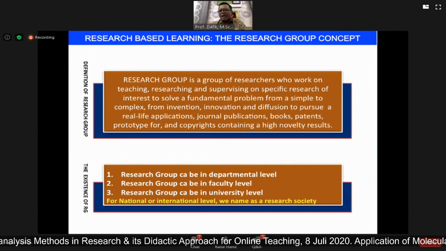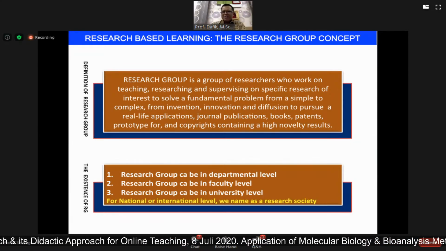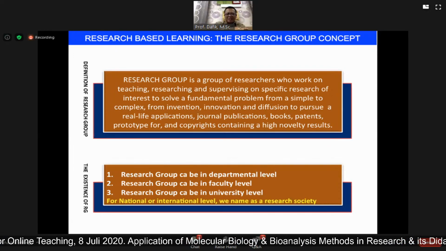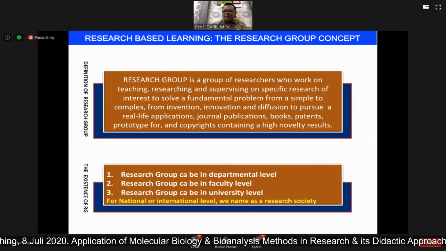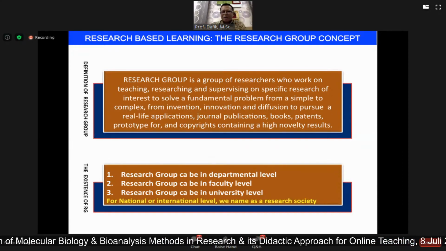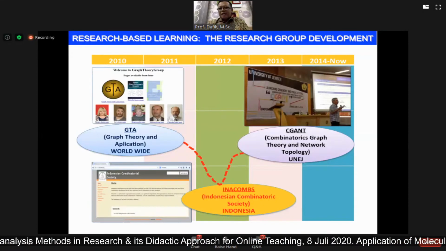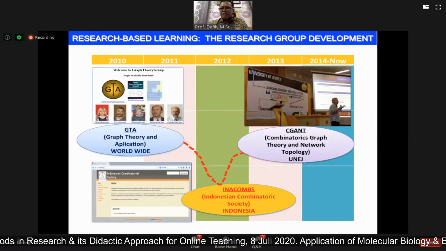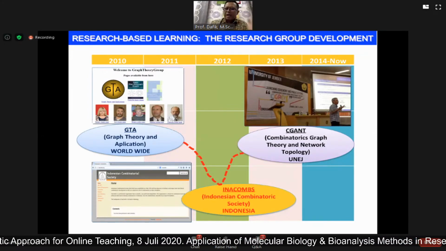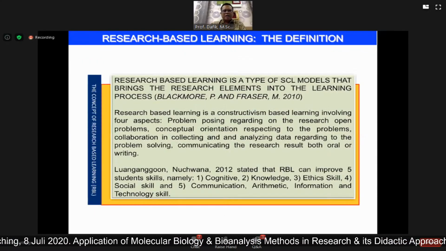So, in 2019, the University of Jember established a new rector's rule and formed research groups starting from the department level, faculty level, and even university level. So you can see in our university there are a lot of them. My research group is called combinatorics, graph theory and network topology. There is graph theory and applications worldwide, and in Indonesia we also have a society. At the department level we have this one too, but I don't want to go into it.